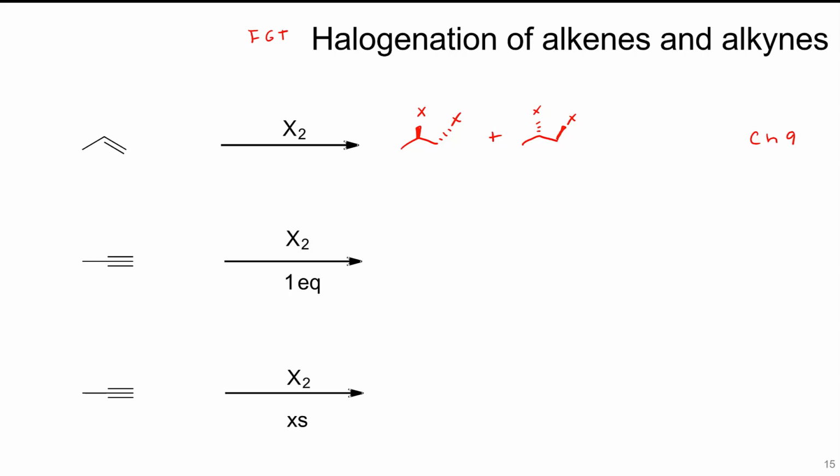If you have one equivalent of this with an alkyne, you get the double bond. These will add trans to each other. With one equivalent, if you have an excess, then you end up with an excess of halogen. It's also from Chapter 10.